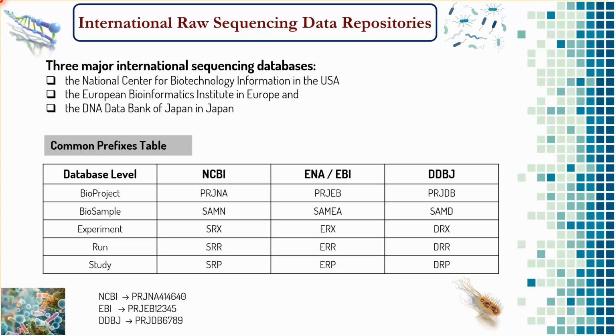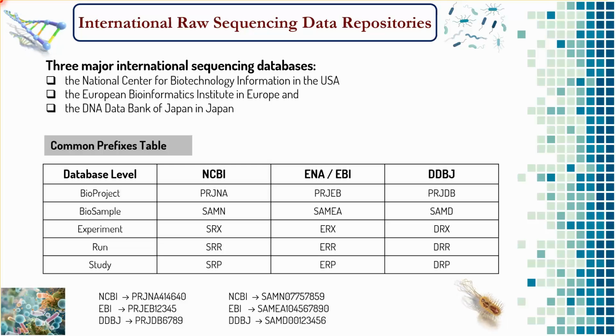Biosample accessions identify the biological specimen. The accession prefixes differ slightly among these three international databases. For example, SAMN is used in NCBI, SAMEA is used by EBI, and SAMD is used by DDBJ. Here we can see the example of different biosample accessions.